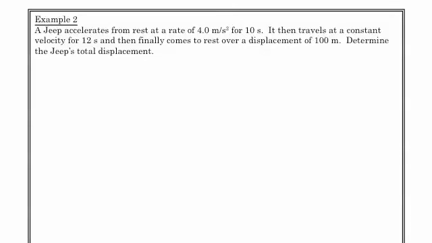So what we have in this case is a Jeep accelerating for a certain amount of time, and then it travels at a constant velocity, which means it's not accelerating. So its acceleration has changed from the first 10 seconds to the second stage, which is really for 12 seconds. And then finally it comes to rest over a displacement of 100 meters, which is a third acceleration, because if something is traveling at a constant velocity and then comes to rest, it's decelerating. So we have 3 different accelerations in this problem. And of course the caution is that we need to now divide this problem into 3 different stages because of the different accelerations.